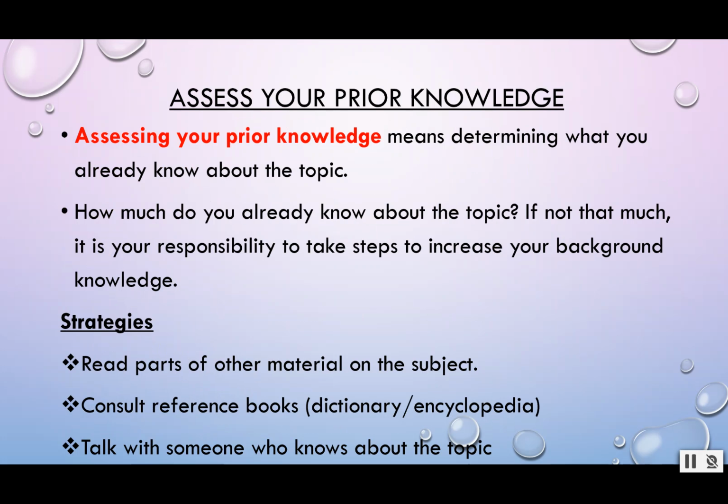Then in the second step of preparing to read, we need to assess our prior knowledge. We need to determine what we already know about a topic. So some of this might sound familiar, some of it might not. So that's what you have to determine, is how much do you know. If you don't know that much, it's your responsibility to take steps to increase your background knowledge. So you can do things like read parts of other material on the subject. You can consult reference books, and you can talk with someone who knows about stuff about the topic.